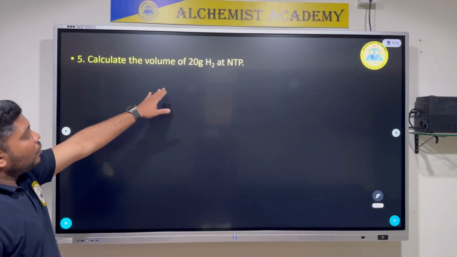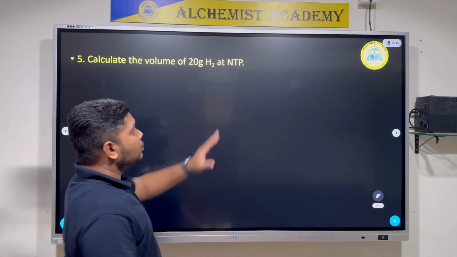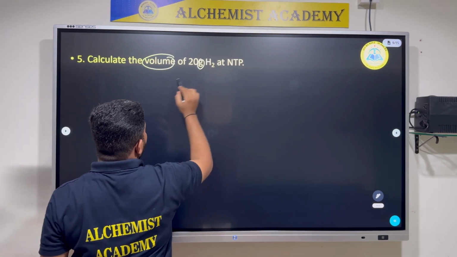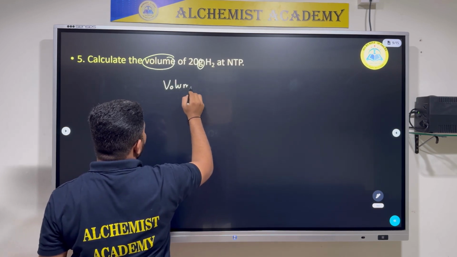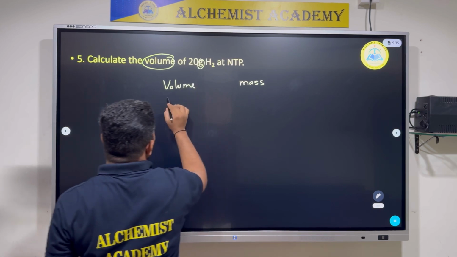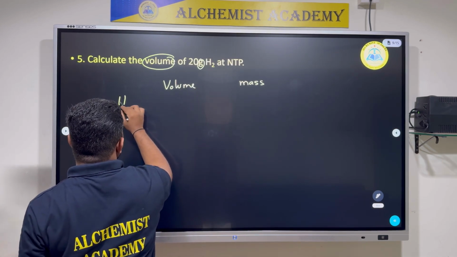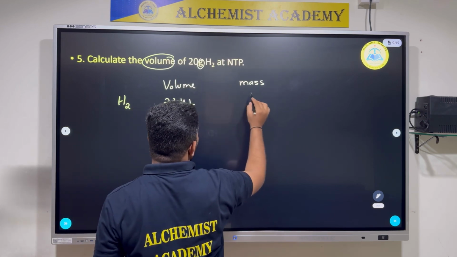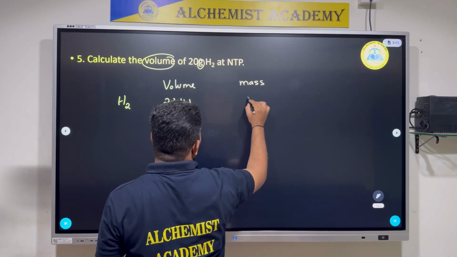Next, we'll try one more problem here. Calculate the volume of 20 grams of H2. I'll just give the relations to you. Again, calculate the volume they have said, and again this is grams. Now it will be very easy for you. It is a volume and the mass. So volume depicts that it is H2, volume depicts that it is 22.4 liters, whereas mass depicts that it is H2. What is the mass? 2.